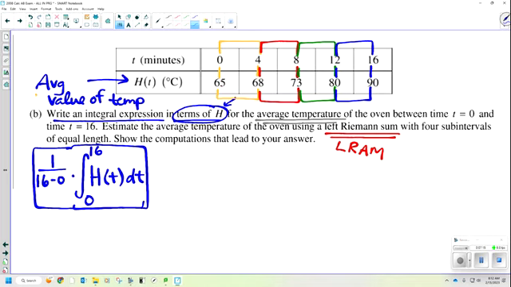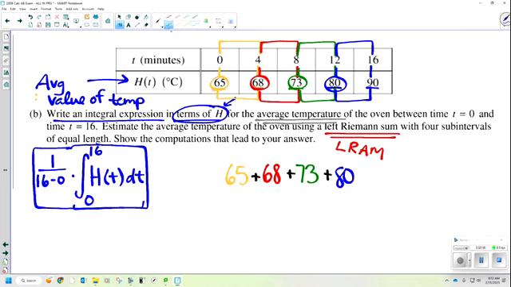LRAM. How does LRAM work? LRAM means I take the left value of my rectangle. Notice I have two. I have the 65, looking at my orange one, and the 68. The left one is 65. So I'm going to start by writing 65. Plus, now our red rectangle, we have 68 and 73, of course, we want the left one, 68. Plus, the green rectangle, 73 and 80. Let's take the left one, 73. Plus, the blue rectangle, we have 80 and 90, of course, it's LRAM, so we're choosing the left, which is 80.